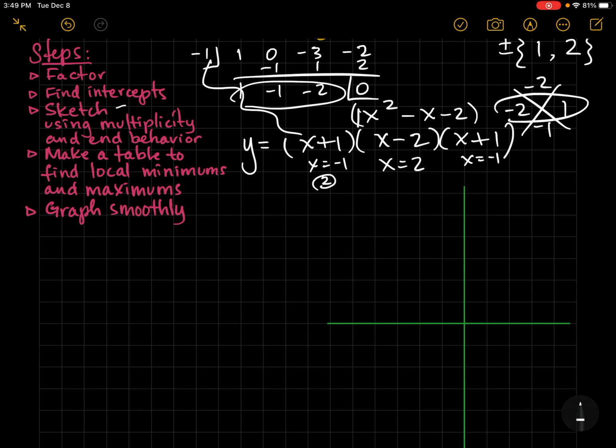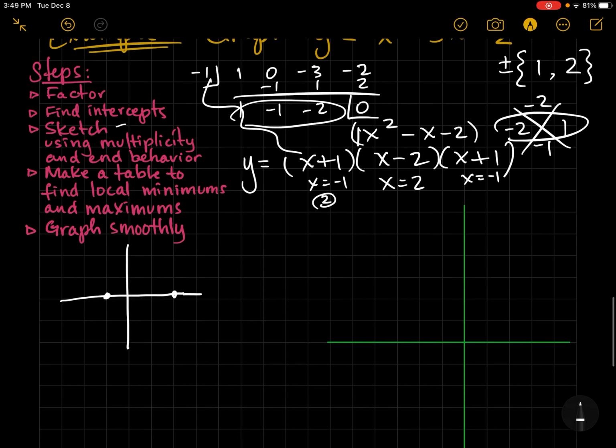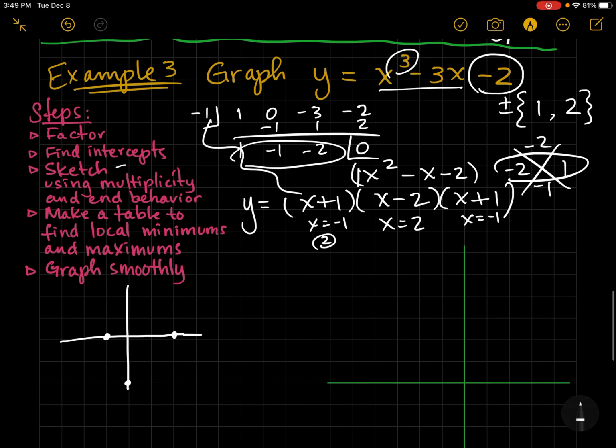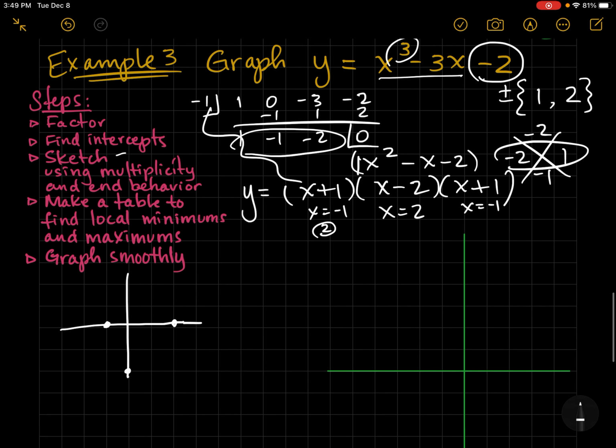So before I get over to my graph, I'm just going to do a quick sketch so that I can see what's going on with the graph. Okay, I have a negative 1 and positive 2. Also, when it's in standard form, it's easy to see your y-intercept. When x is 0, my y-intercept is negative 2. So I get a free point right there.